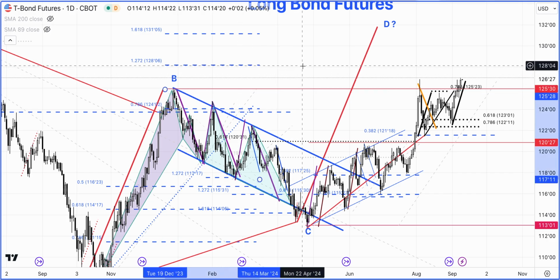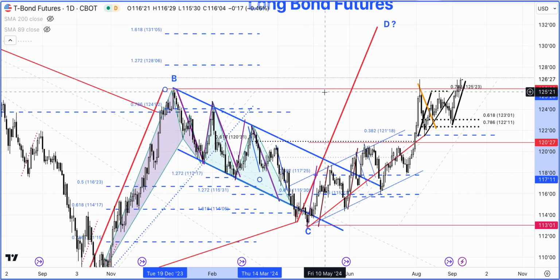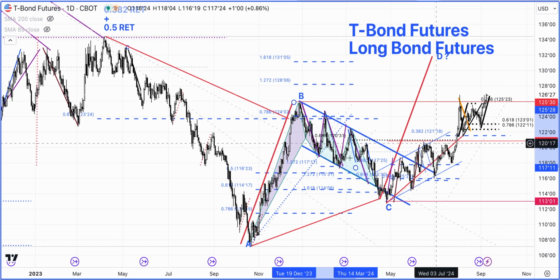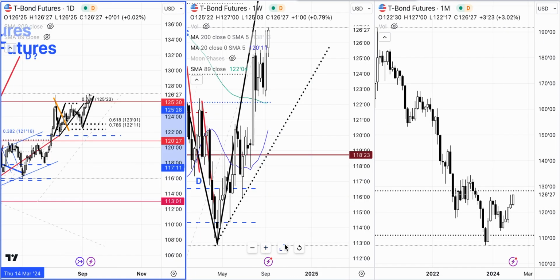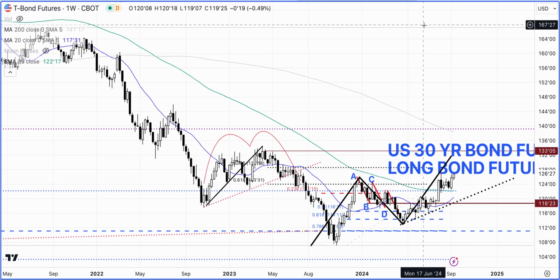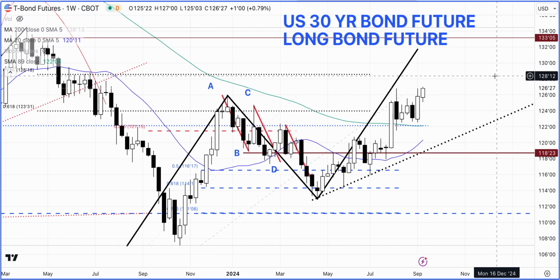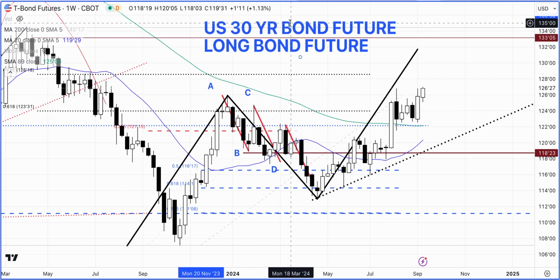And in my opinion, now it's heading towards 128.06, followed by 131, and the completion of this ABCD just right at the 132 level. So that's going to be pretty interesting, because what it means is that as the bond market moves higher, the yields are moving lower for the 30-year bond futures. Which means that that should have an impact on longer term debt, such as mortgages and stuff.